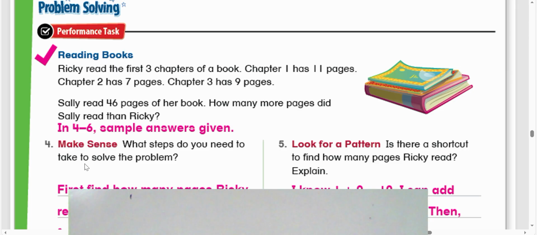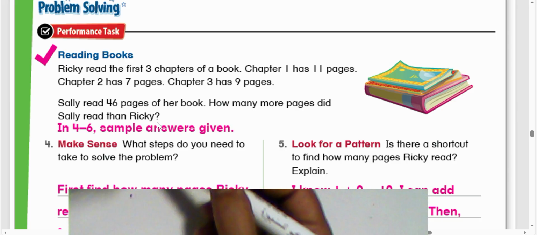Question number 4. What steps do you need to take to solve the problem? Sally read the first 3 chapters of a book. Chapter 1 has 11 pages. Chapter 2 has 7 pages. Chapter 3 has 9 pages. Rick read 46 pages of his book. How many more pages did Rick read than Sally?